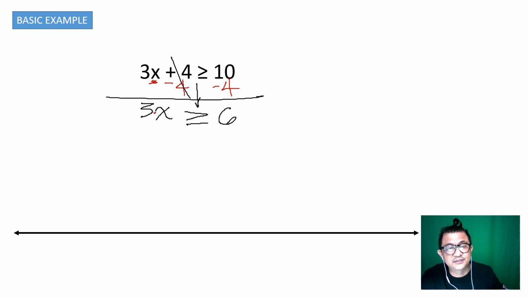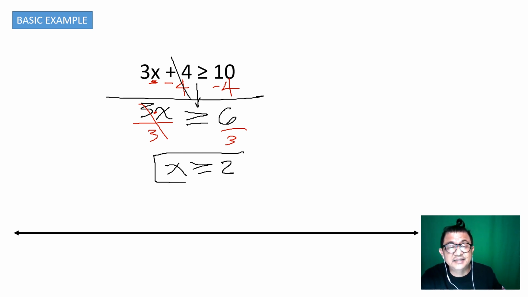I want to get rid of the times 3. Divide by 3 on the left. Divide by 3 on the right. That cancels out. X is greater than or equal to 6 divided by 3, 2. You can box that answer, but that's just a guide to what the answer would be.